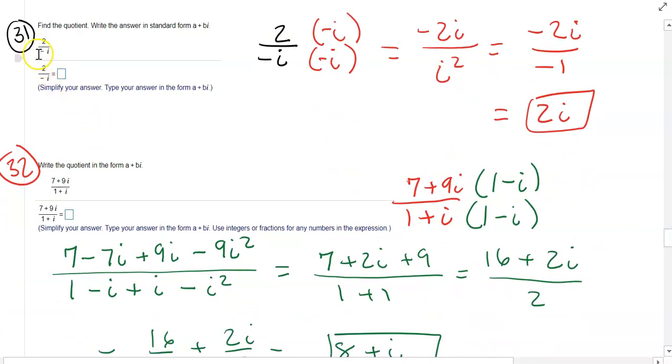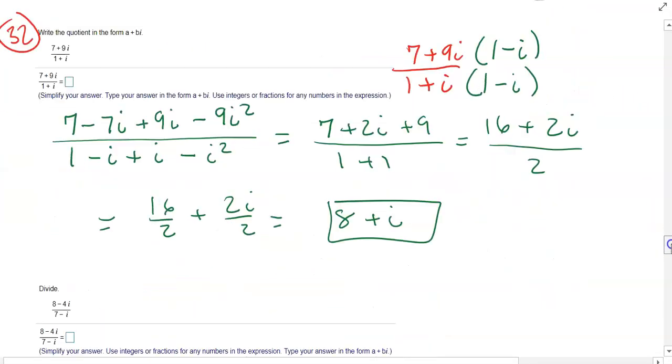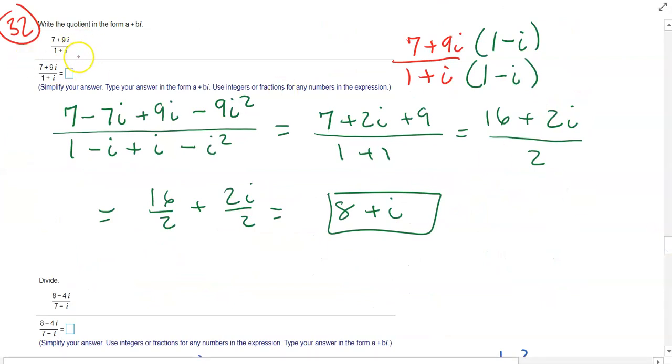My denominator has negative i, so my conjugate is positive i. So our conjugate is i. We multiply that, we get 2i on top, and then on the bottom we get negative i squared. i squared is negative 1. The opposite of negative 1 is positive 1, and that reduces to 2i. Looking at the conjugate again, so everything in this whole section is building up to these last two problems.